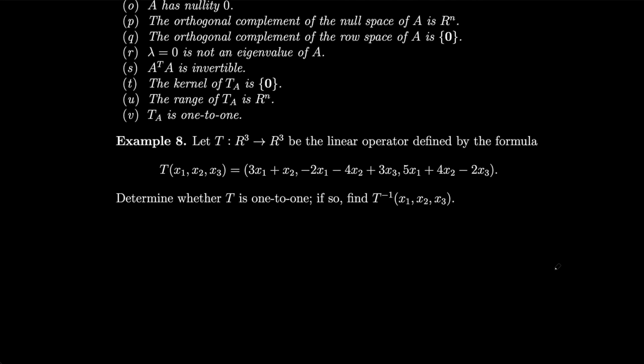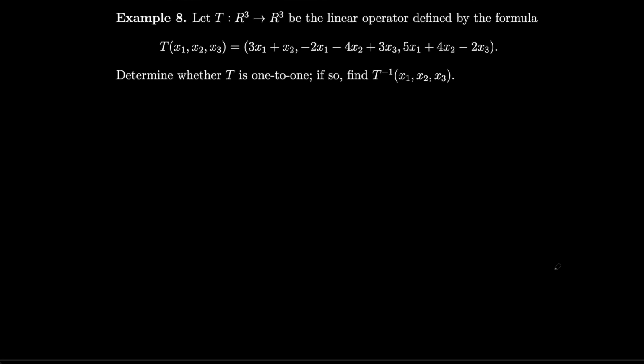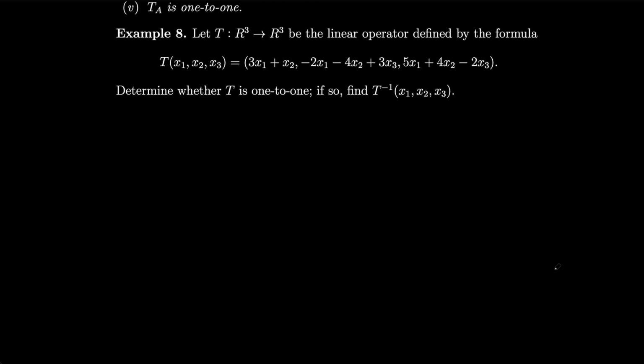As another example, let T from R3 to R3 be the linear operator defined by this formula right over here. Let's determine whether T is 1 to 1, and if so, let's find T inverse. So how about we write out the matrix A over here. We'll give that by the coefficients that we have. For the first entry over here, we have 3 for x1, 1 for x2, and there's no x3 over here, so 0 for x3.